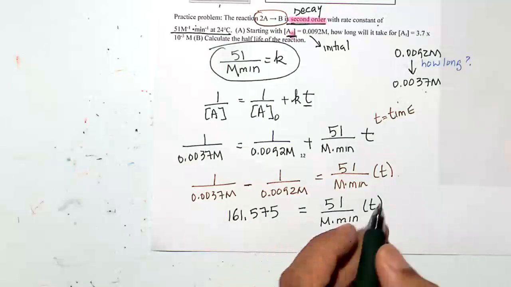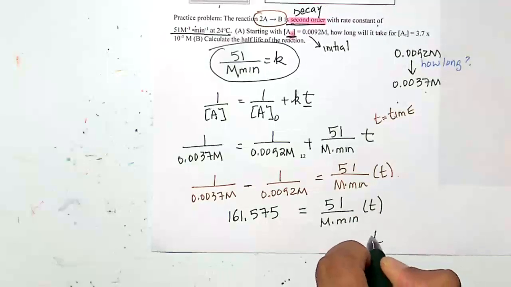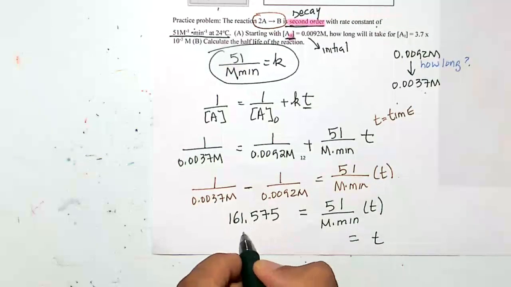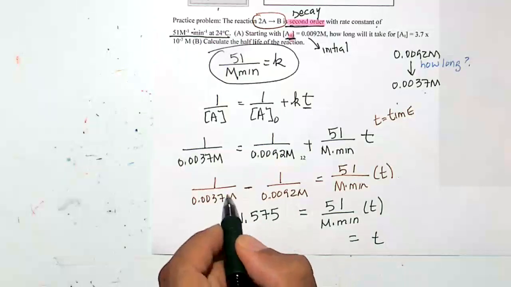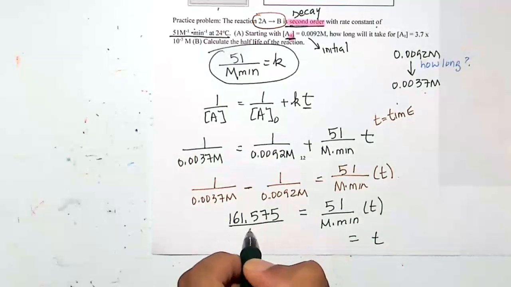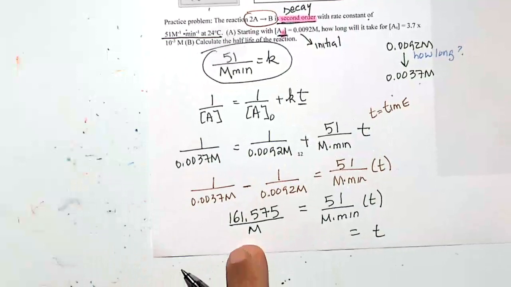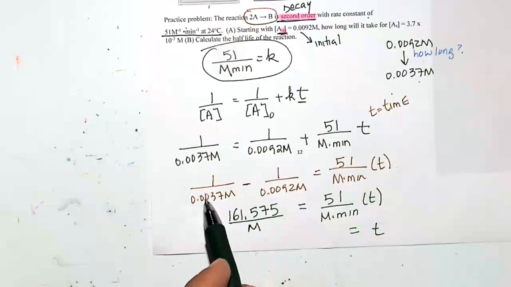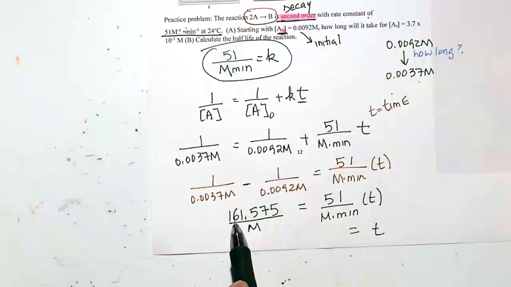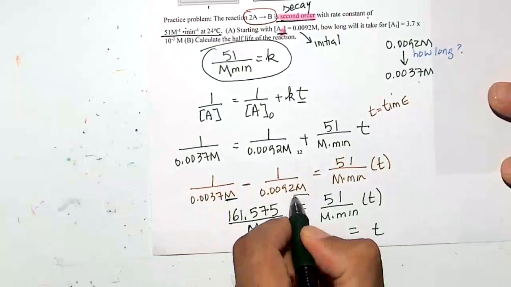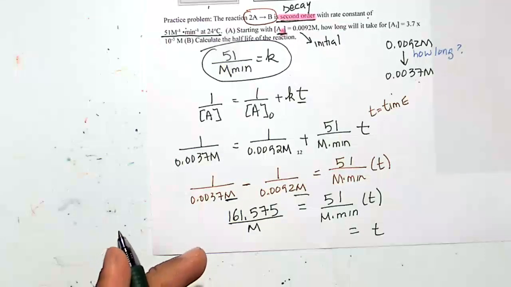All right, let's cross multiply to isolate T. Oh, by the way, I forgot my units here. The M still goes in the denominator. 1 over 0.0037 M minus 1 over 0.0092 M is 161.575 over M. This stays in the denominator.